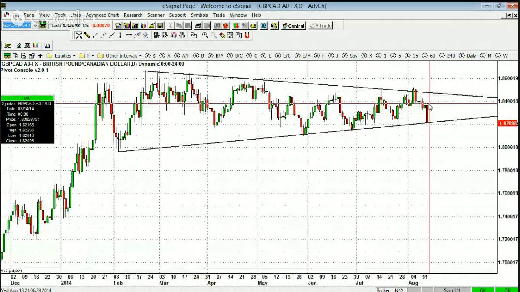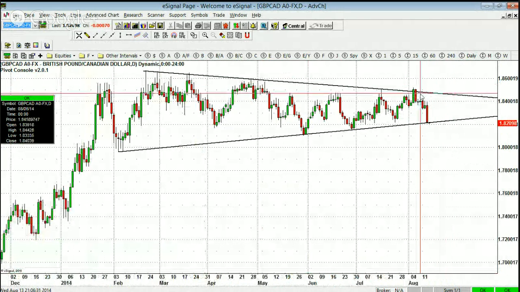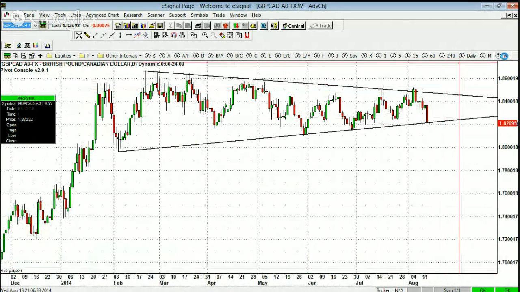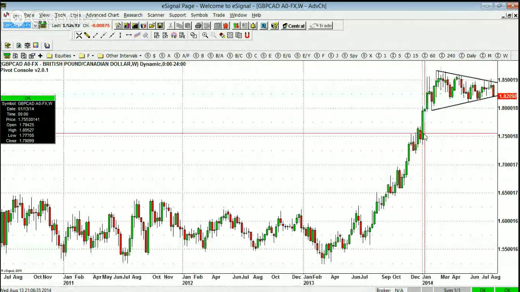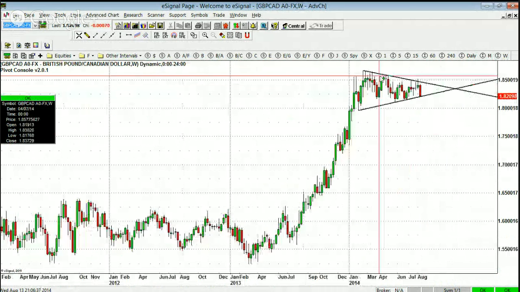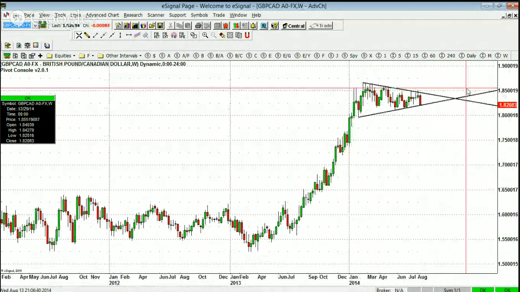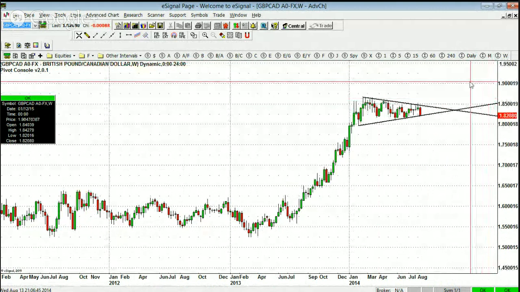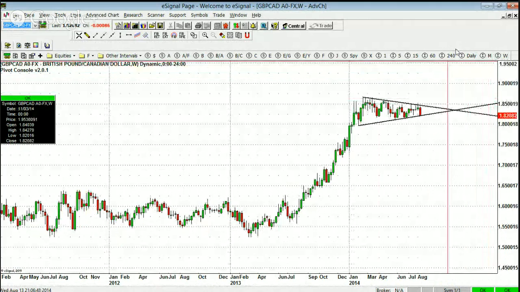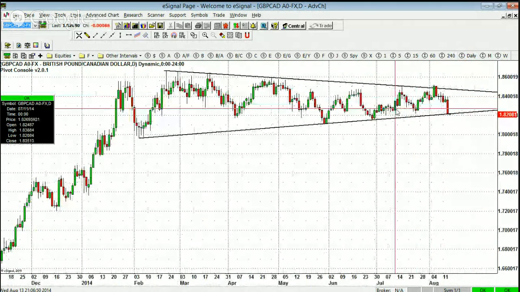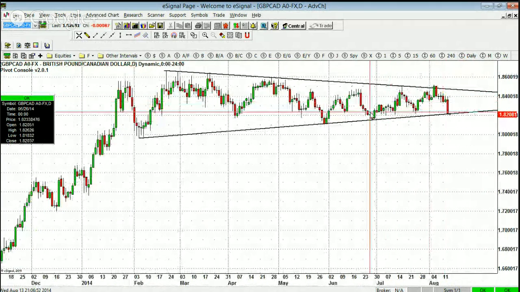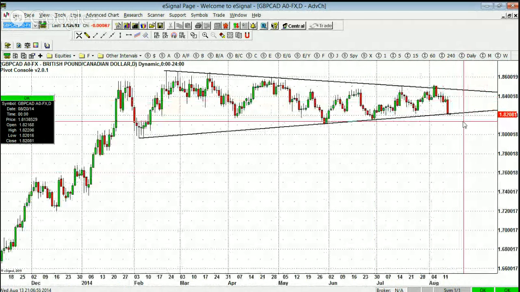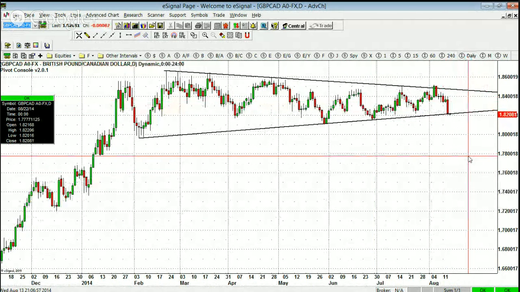Now, if the market goes upwards and closes above the triangle, we could see a continuation of this uptrend, because the market is now in an uptrend. We could see a continuation of this uptrend, and the market could hit over 190 or even 192. So that would be a 1,000 pip move in the British pound, Canadian dollar. So either way, when this break occurs, I'm expecting a good move. And the Forex Income System members definitely will be taking advantage of this move.